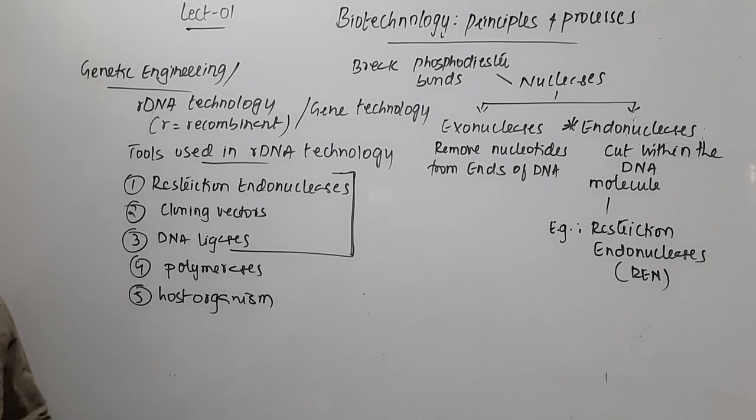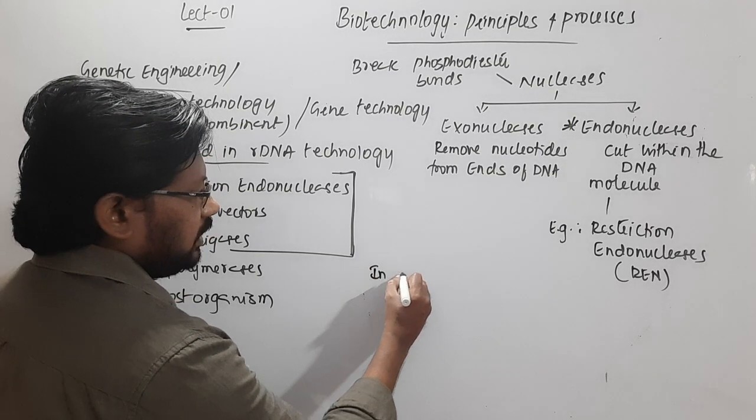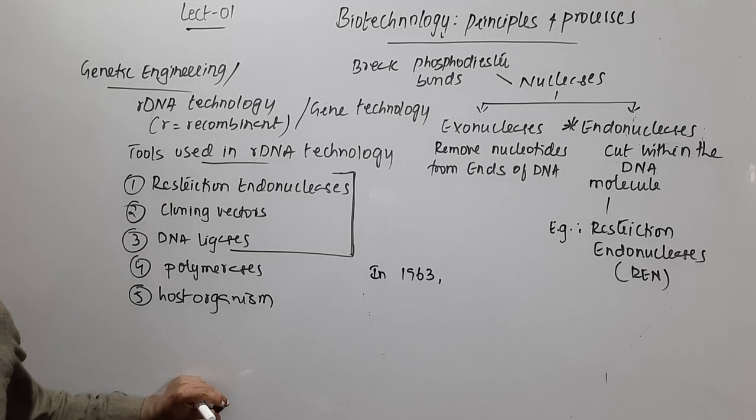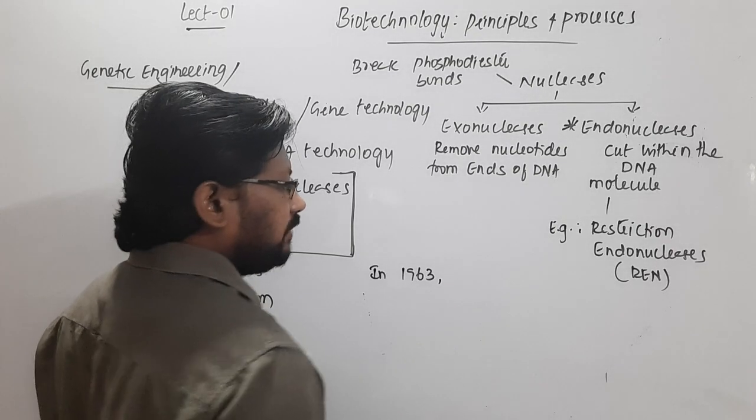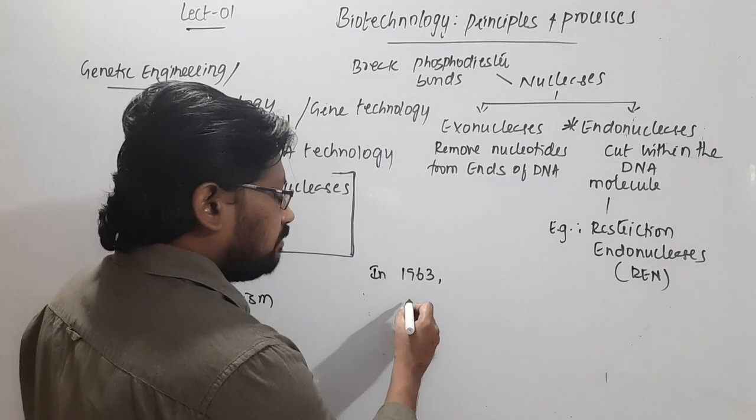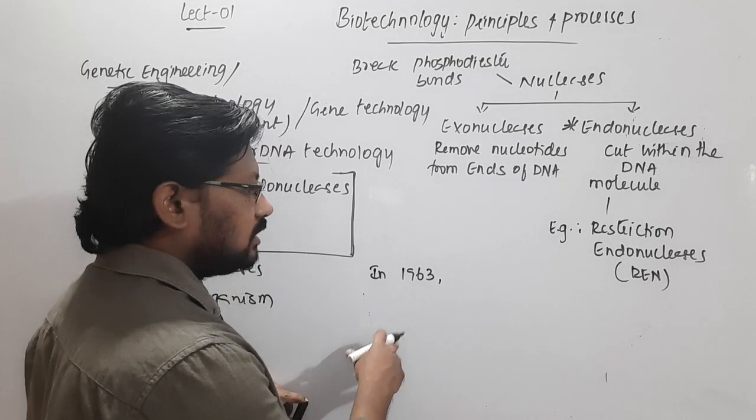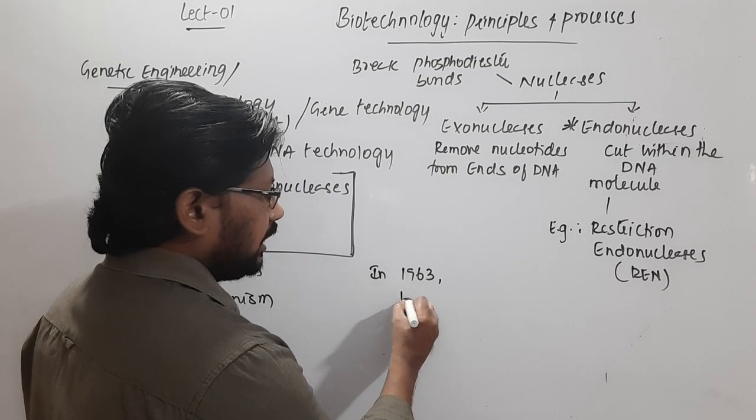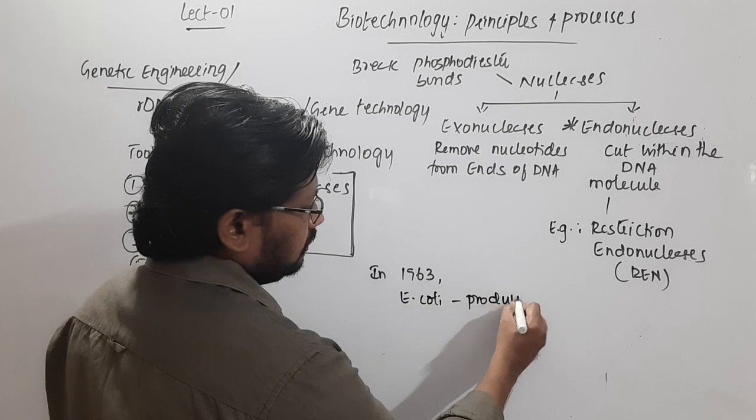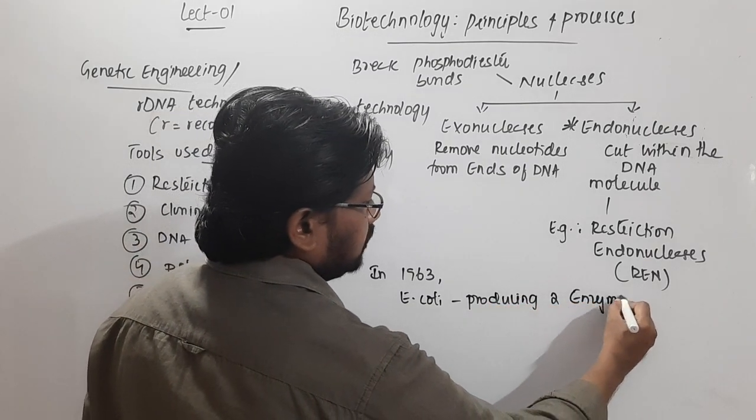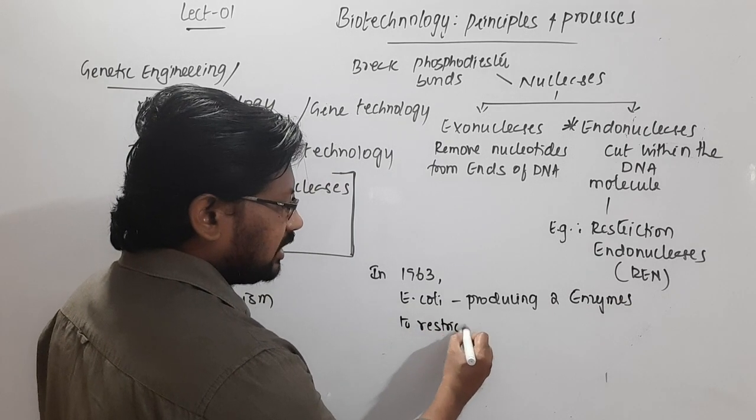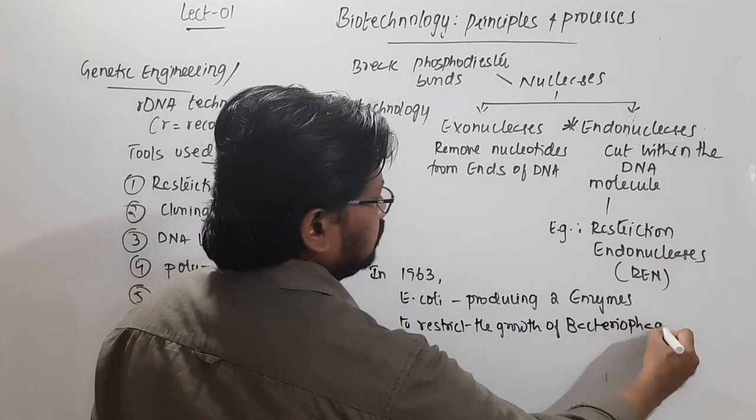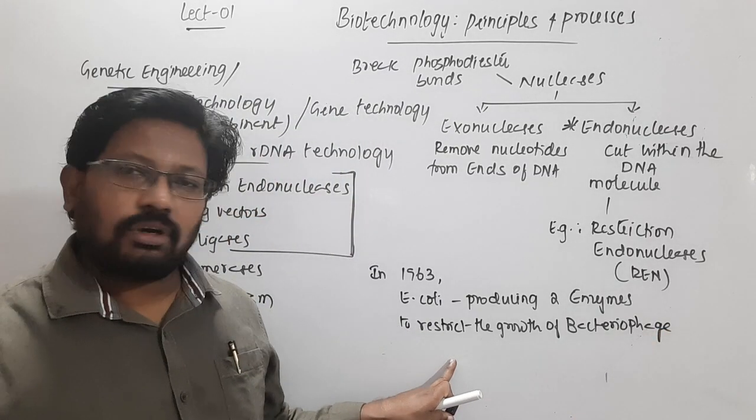And in the year 1963, scientists found two enzymes that are responsible for restricting the growth of a bacteriophage in E. coli. We know a bacteriophage is a phage, a virus infecting E. coli. So they found that E. coli is producing two enzymes to restrict the growth of the bacteriophage.